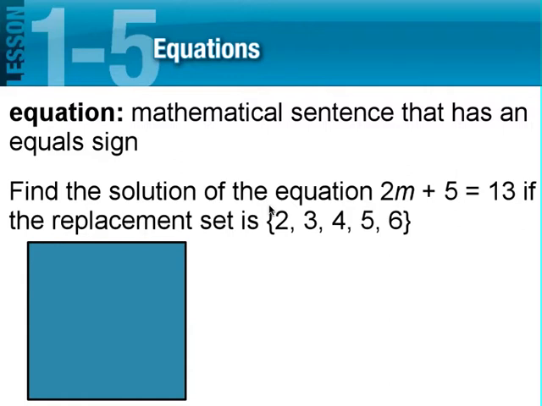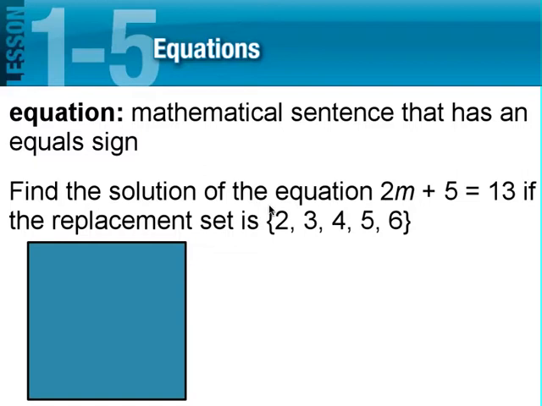So let's define what an equation actually is. An equation is nothing more than a mathematical sentence that has an equal sign. Okay, some people will say it's two expressions connected with an equal sign. That works as well. But basically, you need to know that an equation does have an equal sign. So let's go ahead and look at the first statement.